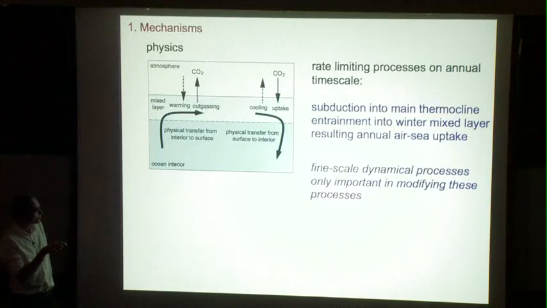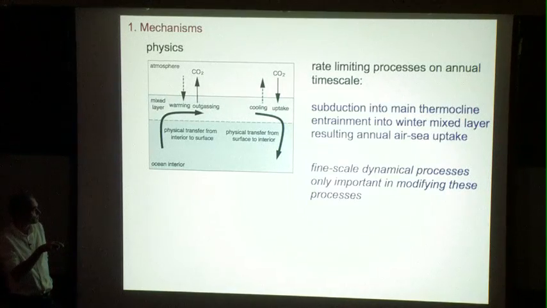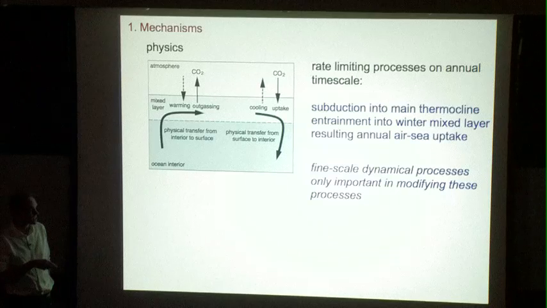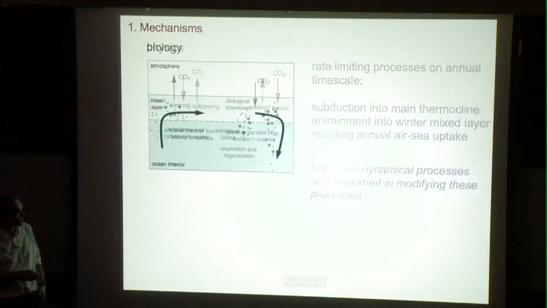And my view is that it surely then is due to this mismatch, the mismatch between what is entrained up into the winter mixed layer and what then is subducted into the main thermocline. And that then is effectively controlling the air-sea uptake. I would argue that whilst as our resolutions improve, we're seeing more and more fine structure and glory in terms of the underlying physics, for this part of the problem, though, I would say the fine-scale dynamical processes are only important in terms of how they're modulating these two processes.